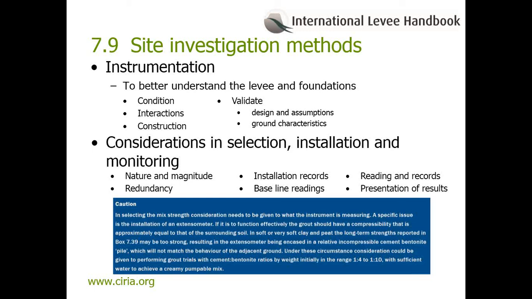The section includes discussion on the factors to be considered in the selection, installation, and monitoring of instrumentation. These include the nature and magnitude of the variable to be measured, the need to have some redundancy in the system, and then various records to be kept and maintained, and presentation of the data. There is also a commentary on backfilling of instrumentation installed within boreholes.